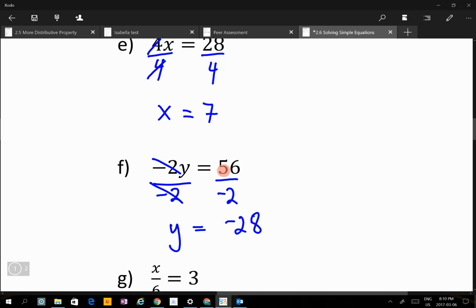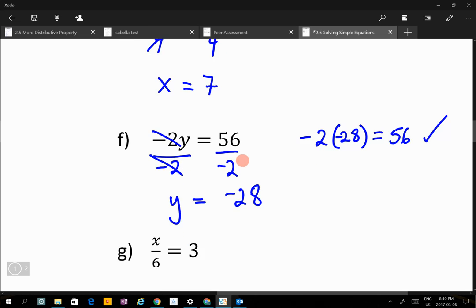Okay. If you're not really sure about your answer, take your answer, put it back into the equation, check to see if the left side equals the right side. Negative 2 times negative 28 equals positive 56. Okay, and we just did our check.